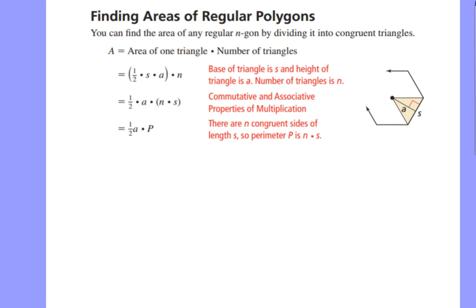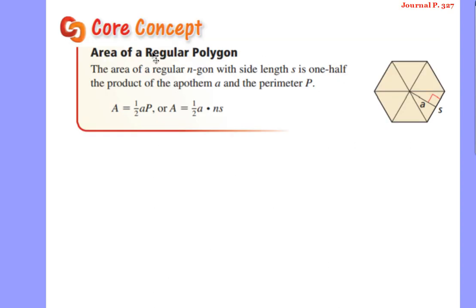So, as you see here, here is a summation of our last slide. It says the area is equal to half the apothem times the perimeter, or if you want to think of it this way, half of the apothem times the number of sides times the value of the side length, which is kind of our base of the triangles. So let's take a look at an example of how we can utilize this.